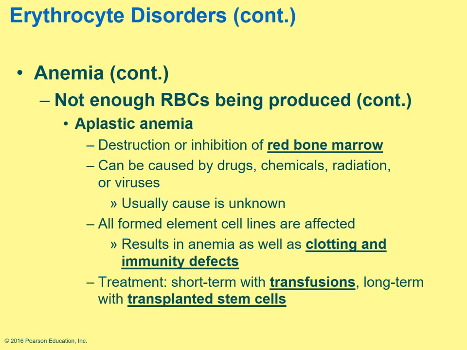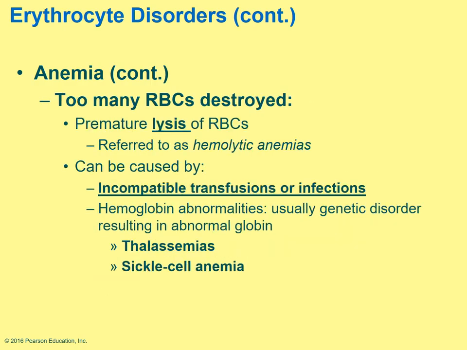transplanted stem cells. In hemolytic anemia, you have too many red blood cells being destroyed. What's happening is the red blood cells start to lyse, break down prematurely. So now you have too many of them being destroyed. It can be caused by infections. Sometimes it can be triggered by a transfusion where you received an incompatible type of blood. Could be due to hemoglobin abnormalities. That may be due to a genetic disorder, such as sickle cell.